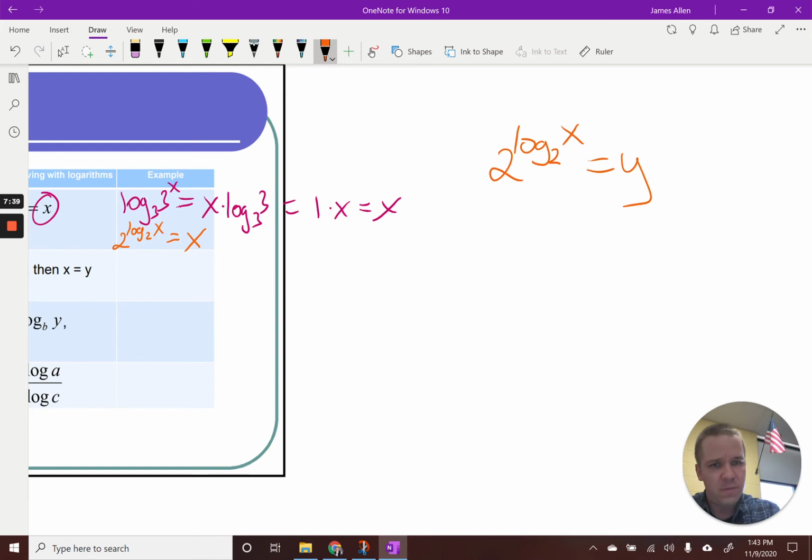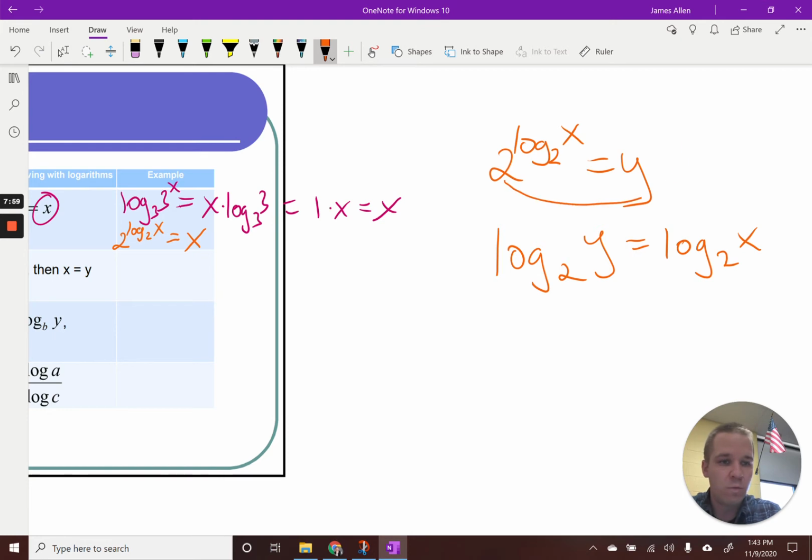Let's change it to log form. I would have log base 2, right? So log base 2 of y is equal to the exponent, right? The logs are equal to the exponent. My exponent just happens to be log base 2 of x, okay? So I did my little swoop. Whoop. Log base 2 of y is equal to the exponent. Well, what happens now? Look at that. 1-to-1 property. So I get y is equal to x.